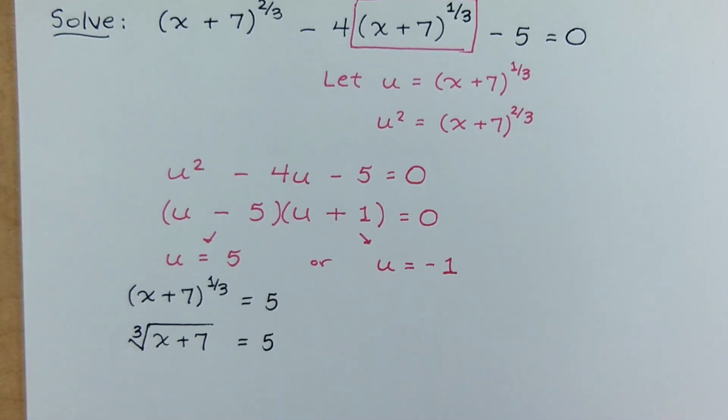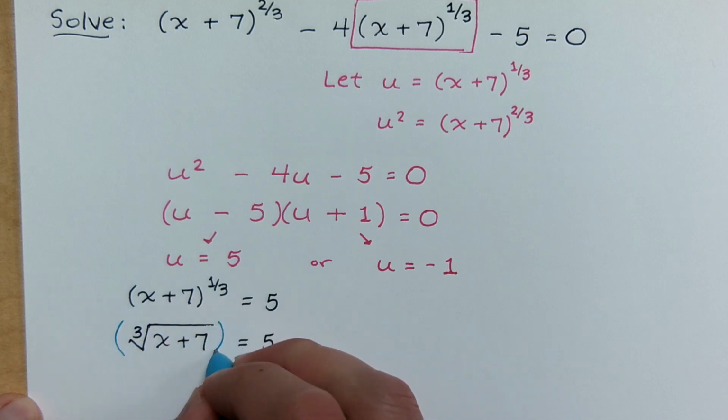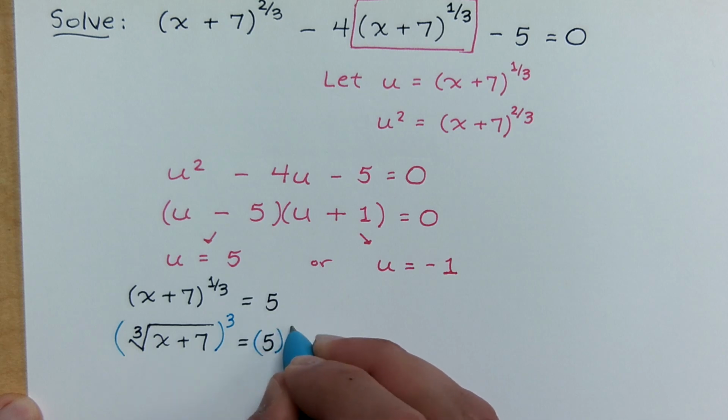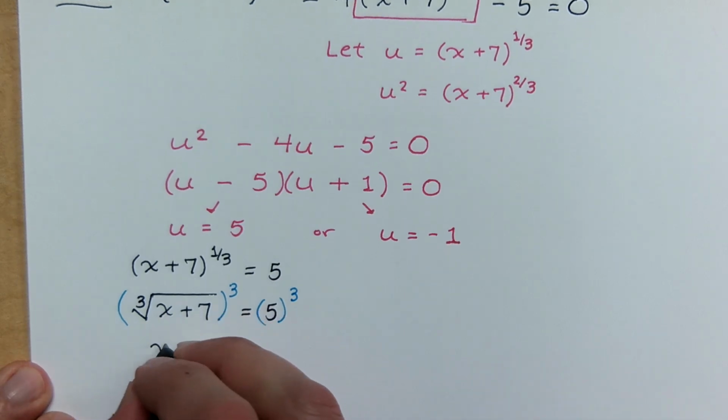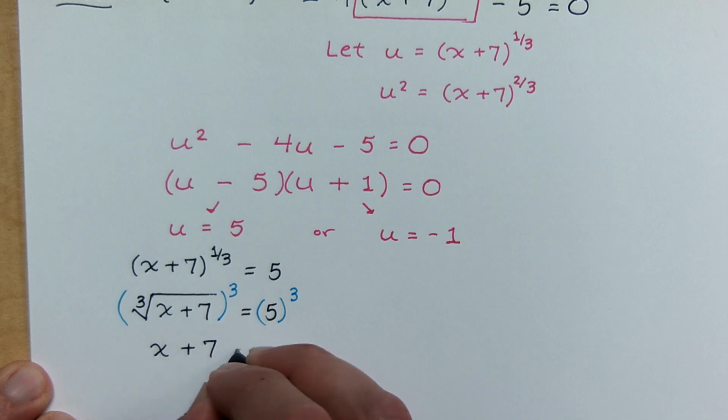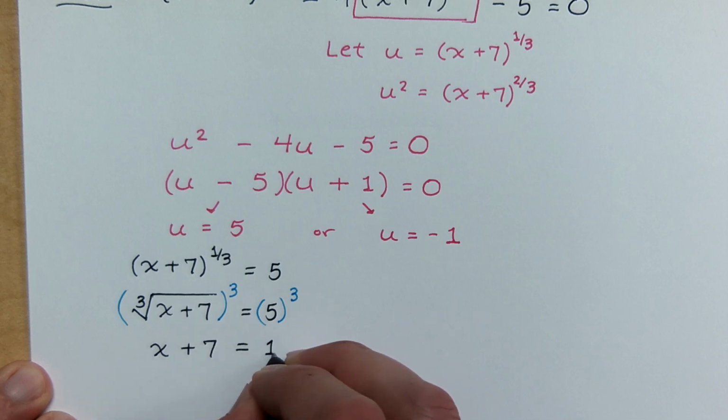And then we are going to have to deal with that reciprocal power, but we're going to really use the power property. So what power would you use to undo a cube root? You're going to raise it to the 3rd power. When you're using a power property to undo this radical, the power has to match the index. So from here, that means that x plus 7 equals 5 to the third.